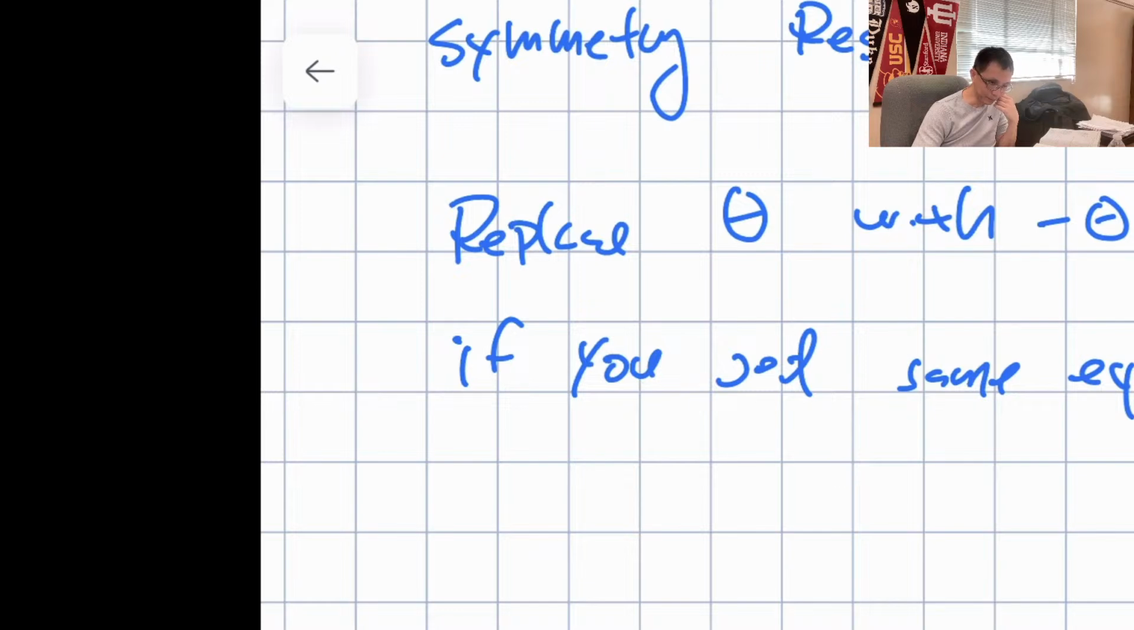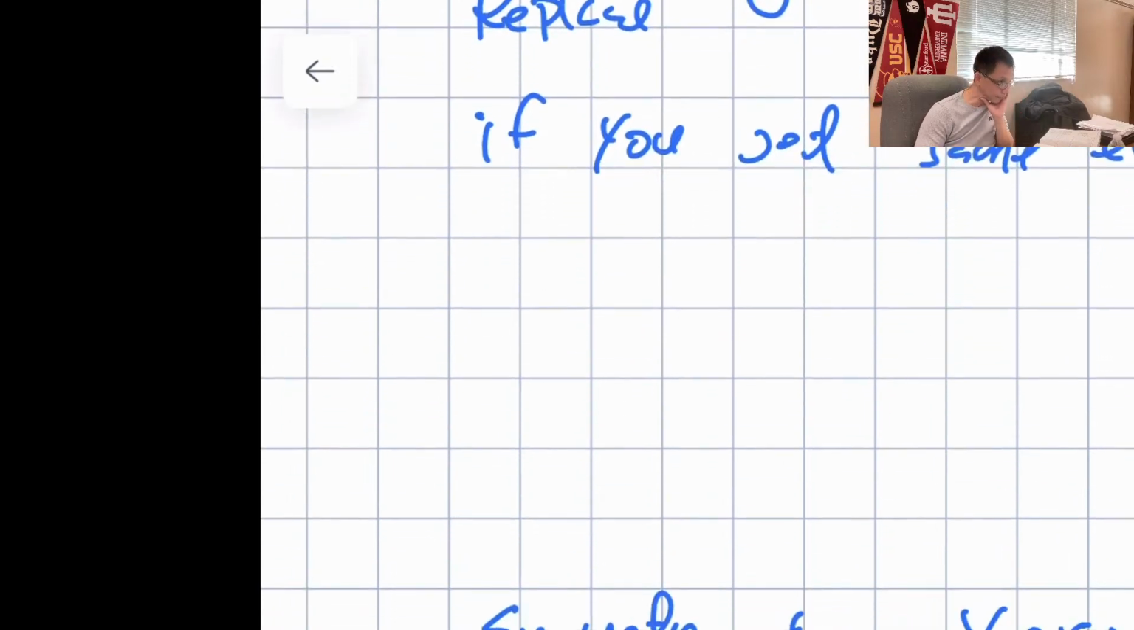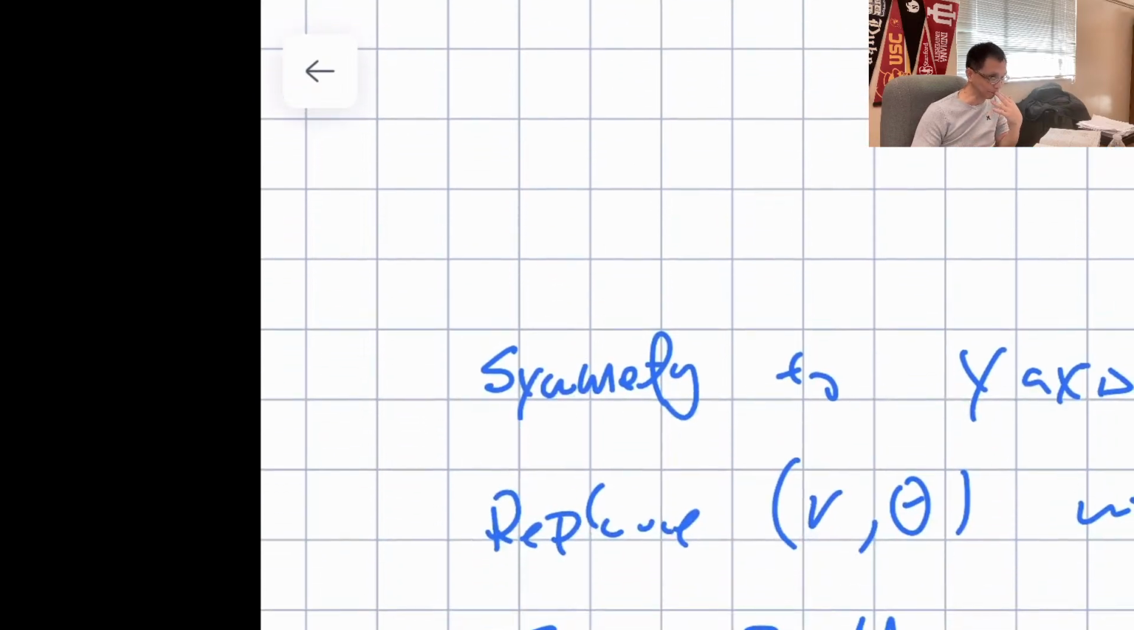Now you have another type of symmetry, which is symmetry to the y-axis. In terms of this, we're going to call that theta equal to pi over 2, which is the y-axis. Basically you replace r and theta with negative r and negative theta, and if you get back the same result, there's a symmetry to the y-axis.